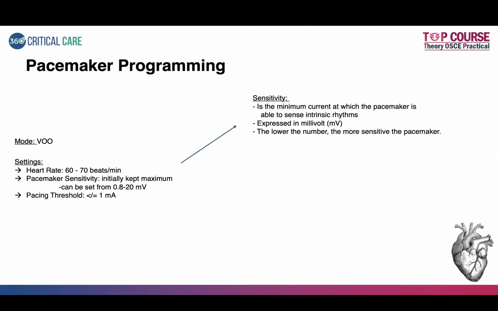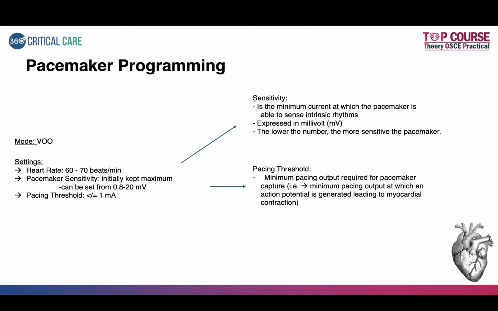The next thing is about the pacing threshold. We saw the sensitivity should be kept at the maximum and then reduced, ideally between 0.8 to 20. The pacing threshold should be less than or equal to 1 milliampere. So what is pacing threshold? It is the minimum pacing output required for pacemaker capture. Capture is the minimum pacing output at which an action potential is generated, leading to myocardial contraction.